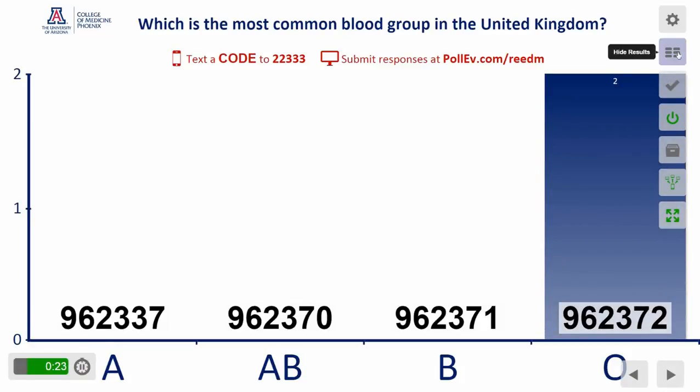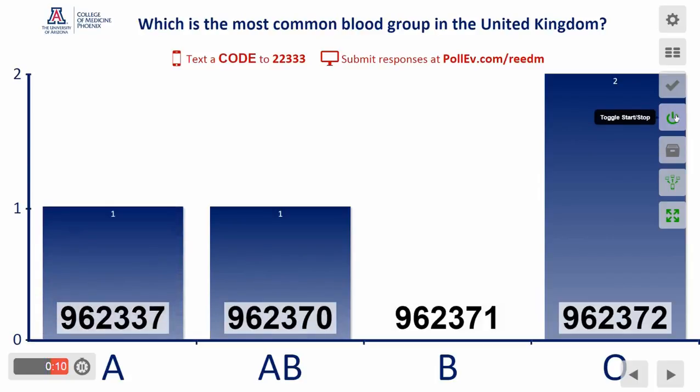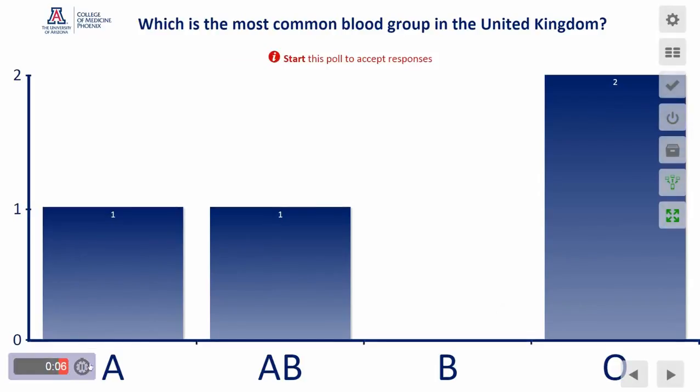Looks like we have 2 responses there already. I'll wait for a third response, because I know there's a third person out there who's got a device. There we go. So I'm going to toggle this question to stop, since I've got 4 responses now before the timer goes off. And then I'm also going to indicate the correctness. It's O. Type O is the most common.